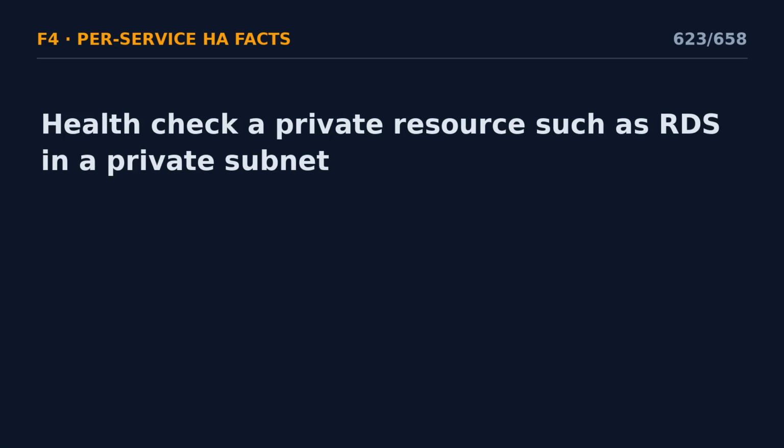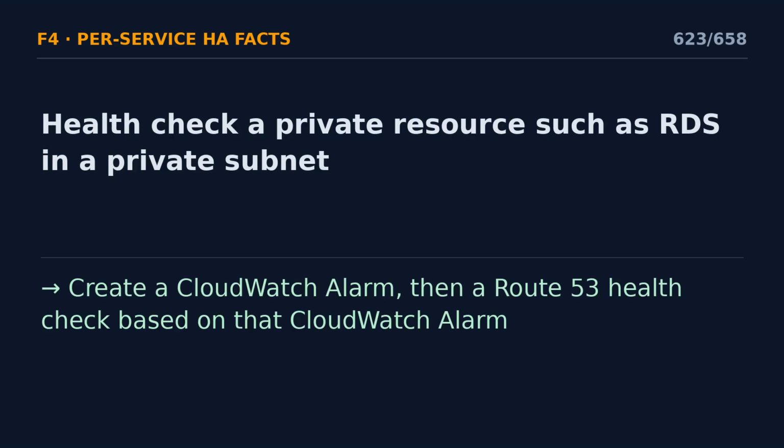Health check a private resource, such as RDS in a private subnet. Answer. Create a CloudWatch alarm, then a Route 53 health check based on that CloudWatch alarm.